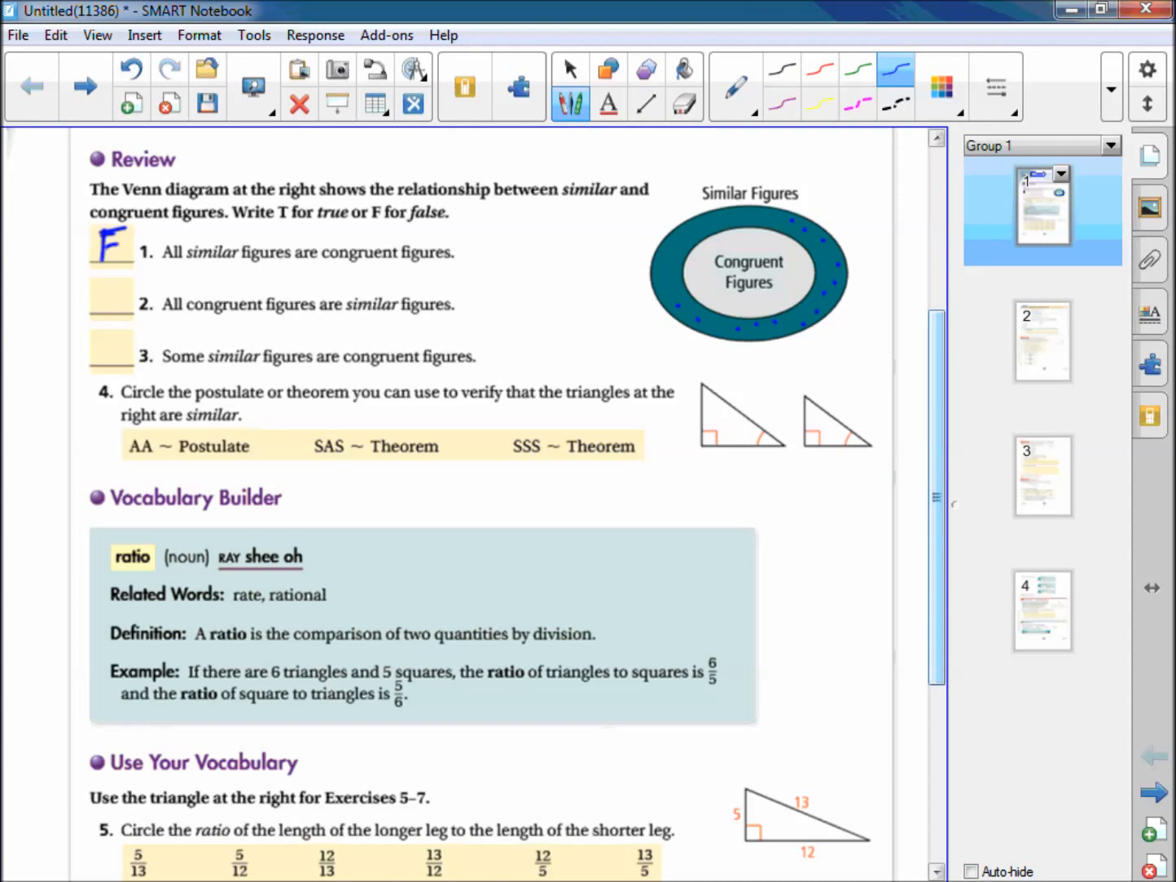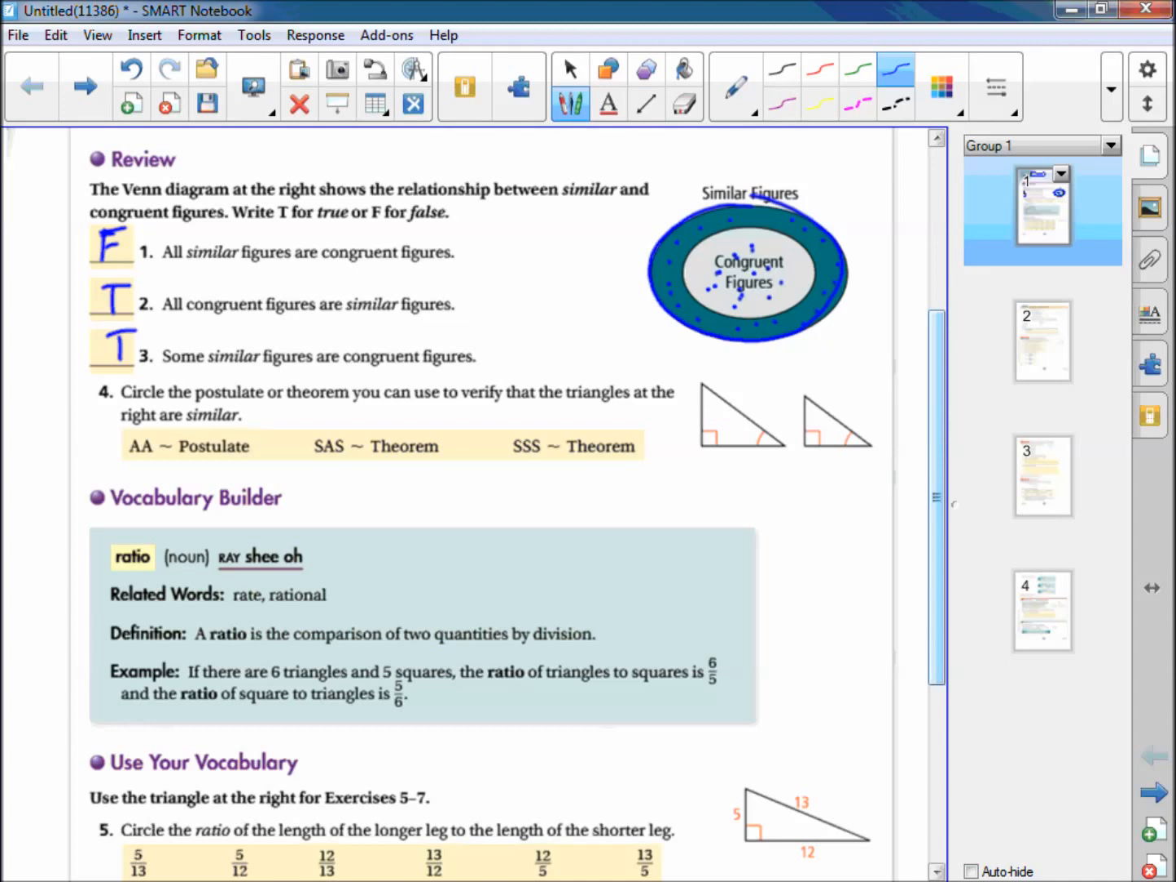Okay. All congruent figures are similar figures. This is true because every figure in here is also in there. Some similar figures are congruent figures, and this is also true. The ones that are in here are also congruent, and the ones that are out here are not.